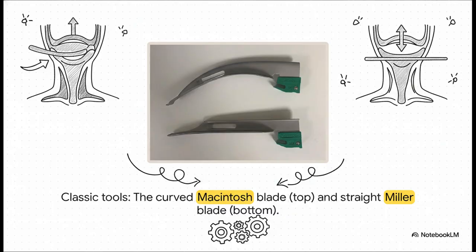And here they are, the absolute workhorses of direct laryngoscopy. You've got the curved Macintosh blade up top, which is designed to sit in the little valley just in front of the epiglottis and lift it up indirectly. Then below it, you have the straight Miller blade, which is designed to go one step further and lift the epiglottis directly. Knowing which one to pick and why is a fundamental part of the skill set.